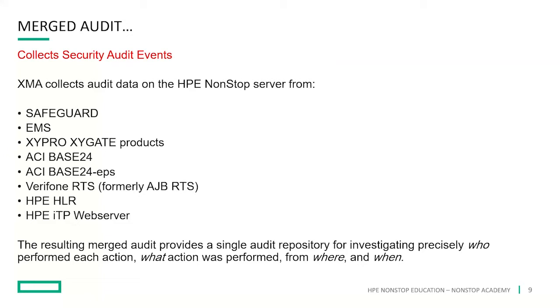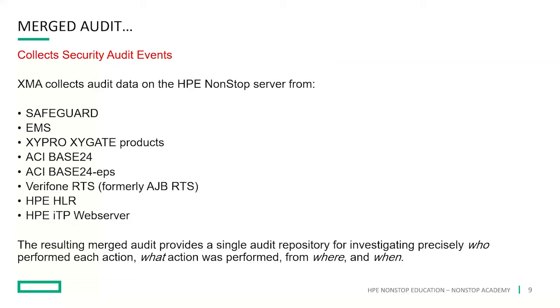So we make sure all the timestamps are the same. We make sure all the users are in the same format. We make sure that the outcome is all recorded as positive or negative and all that kind of stuff. So you don't have to worry about the fact that one product says true, another one says yes, and another one says positive or something like that. We take all that data and we put it into, like I say at the bottom, a single audit repository for investigating who performed what action, where, and when in a standard format. I should probably add that verbiage on there.